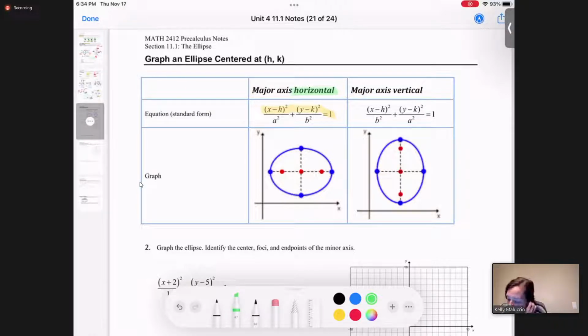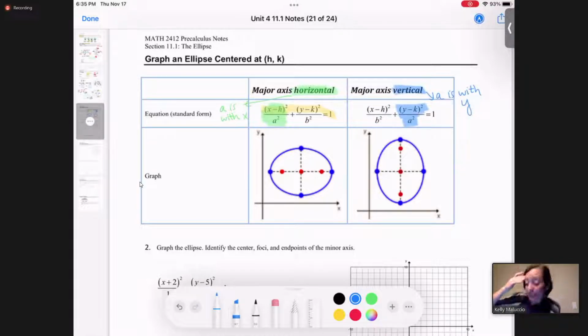Okay, so if the major axis is horizontal, then the a goes with h. That's what you want to notice here. Horizontal, a is with x and h, right? Horizontal means a is with x. And then we have vertical. Vertical means a is with y.